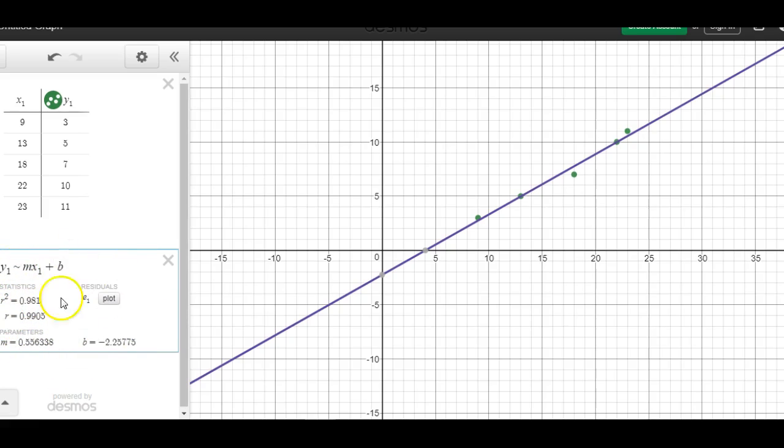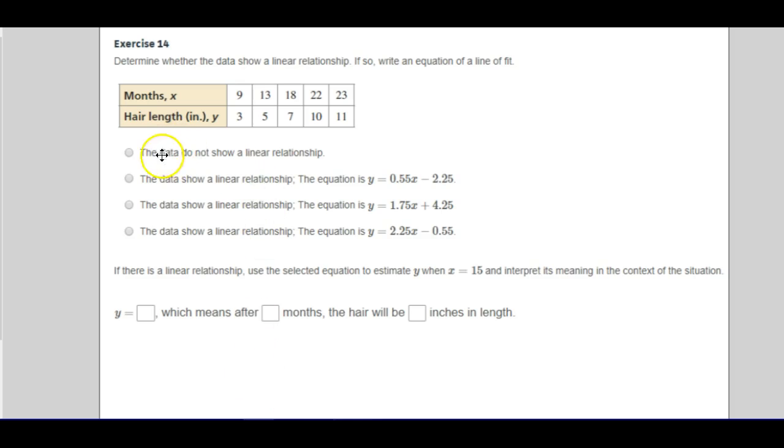So now here is my information. You'll see I have my slope of 0.56, if I round this, and my y-intercept of negative 2.26. So now I can go back and say that yes, this data shows a linear relationship. My y-intercept was at about negative 2.25, and here is my slope. So I can go ahead and say that yep, this one works.